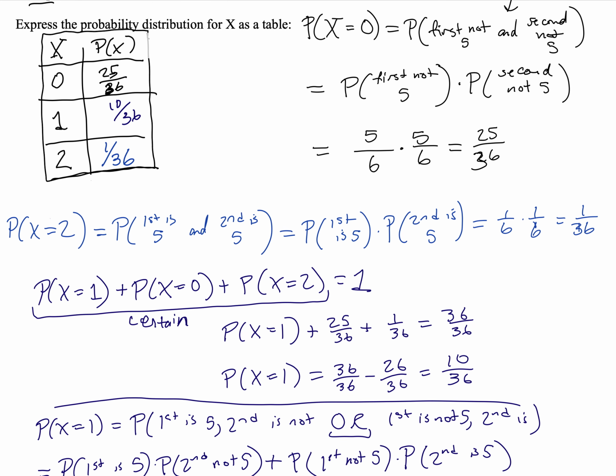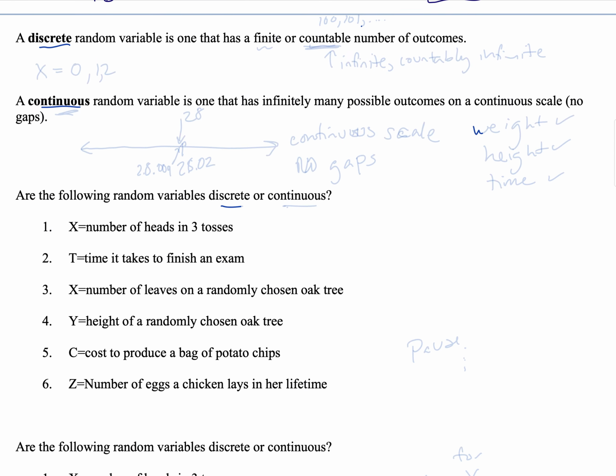It gives each of the possible values of the random variable x and the probability that each of those values occurs. There are two different types of random variables: discrete random variables and continuous random variables. A discrete random variable is one that has a finite or countable number of possible outcomes. So, in our last example, x could be 0, 1, or 2. So it had a finite number of possible outcomes, 0, 1, 2. That's a finite or countable number of outcomes.